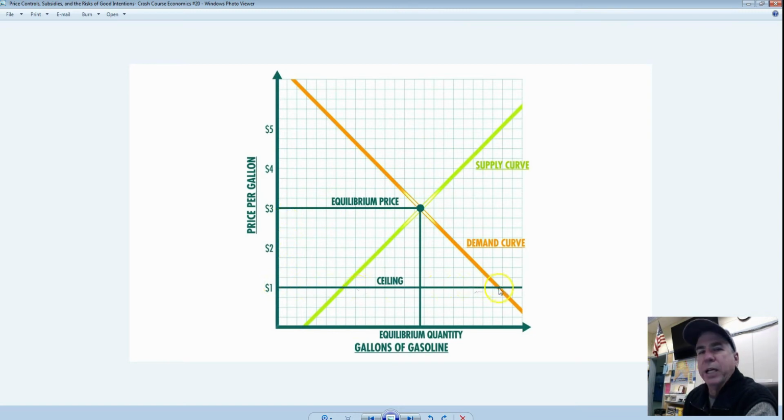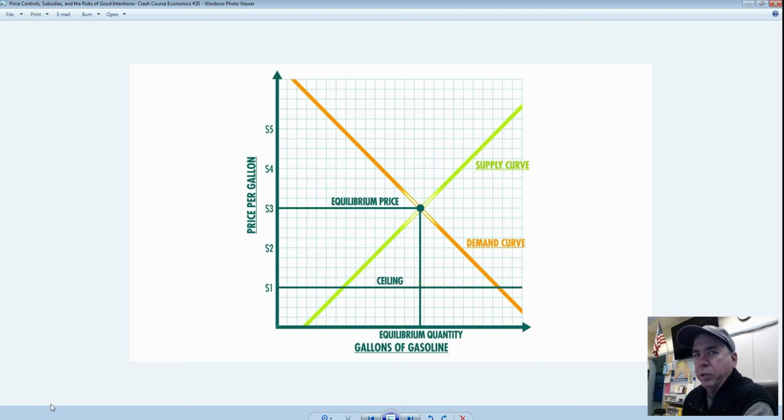Well, what will happen in the marketplace? There'll be a lot of demand for that gasoline. It's only $1 a gallon. But will the suppliers want to supply that much gasoline? And the answer is no. And so if the demand is greater than the supply because of this ceiling, then all of this here is going to be the shortage. Now, we don't have any quantities down here, but from our previous discussion, we know that below the equilibrium price, there's going to be a shortage.